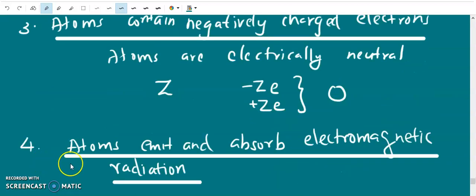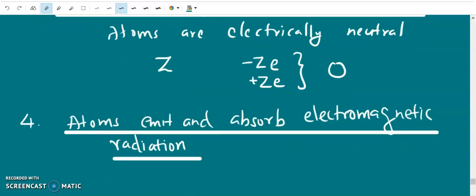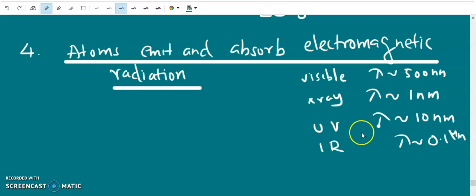Now the next property is that atoms emit and absorb electromagnetic radiation. We know that electromagnetic radiation has different wavelengths: visible light, X-rays, ultraviolet rays, infrared rays, etc. The wavelength of visible light is of the order of 500 nanometers, and that of X-rays is of the order of 1 nanometer. The wavelength of ultraviolet rays is of the order of 10 nanometers, and that of infrared is of the order of 0.1 micrometer. Atoms can emit or absorb all these kinds of radiation, and the wavelengths of these radiations can be measured with great accuracy.